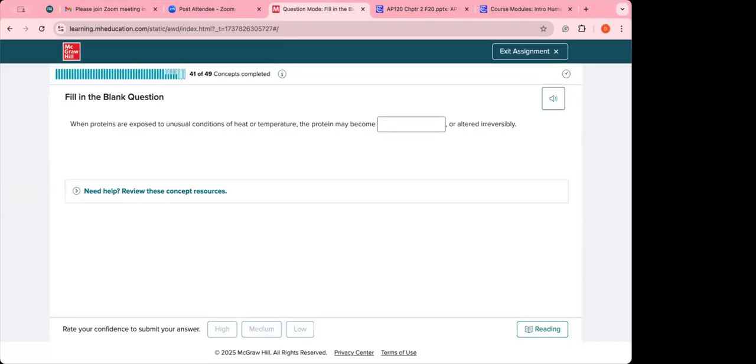When proteins are exposed to unusual conditions of heat or temperature, the protein may become denatured. They become denatured or altered irreversibly. Denatured.